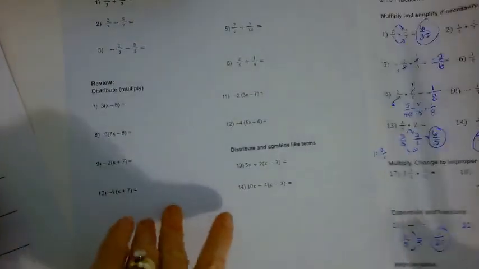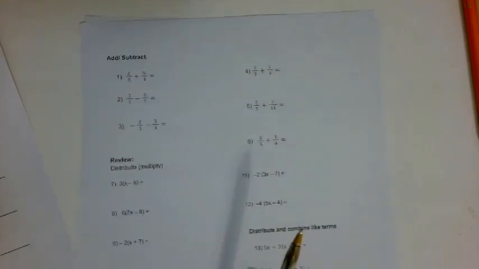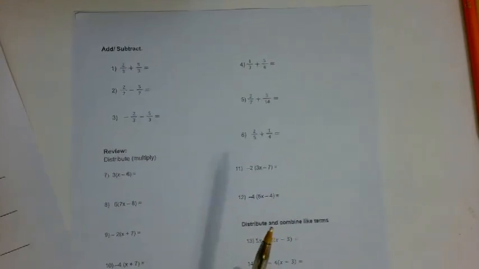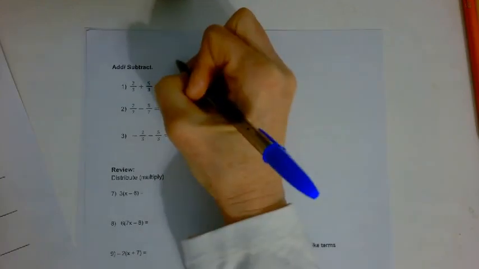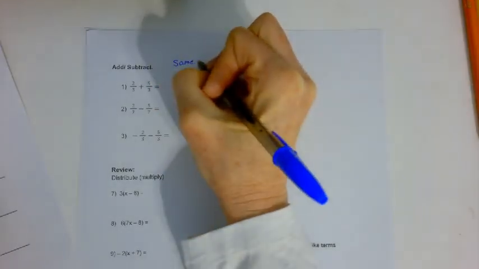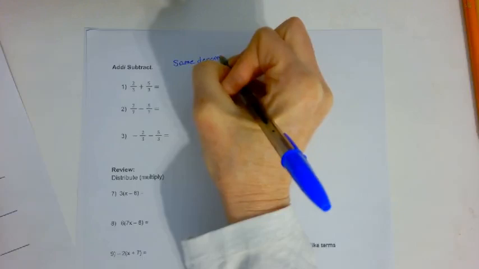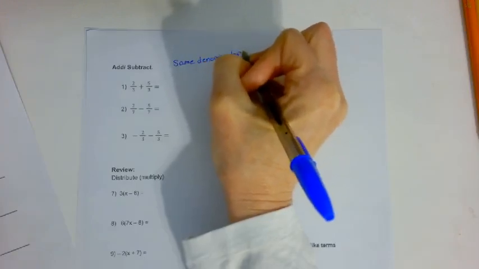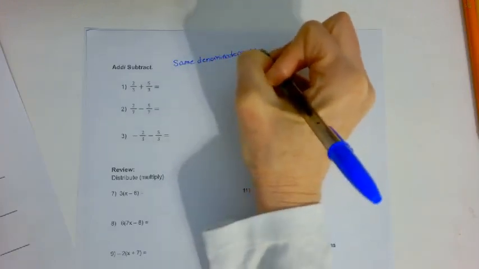Okay, on the next slide is reviewing add and subtract. I'm just going to point out a few things. Remember, you need the same denominator. So if the denominators are not the same, you've got to make them the same, right? Same denominator is necessary. You need the same denominator.